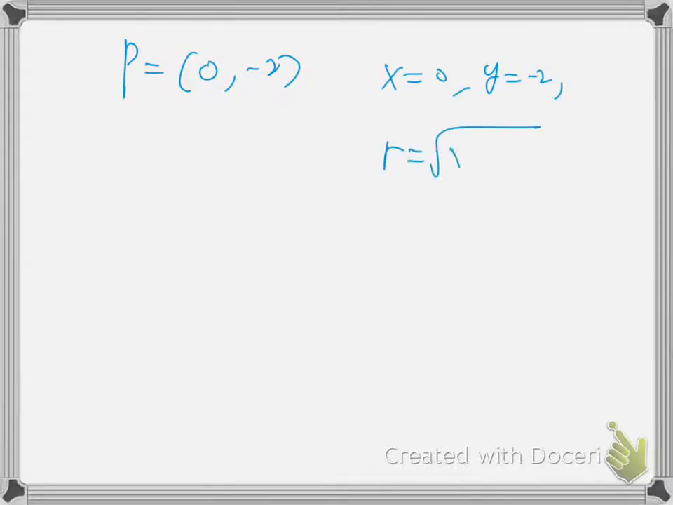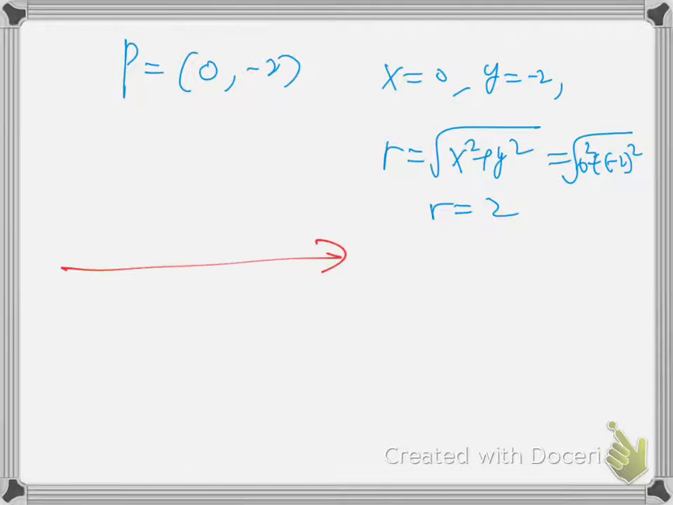Now let's say we have another point, 0, negative 2. So x is 0, y is negative 2. What is r? r is the square root of x squared plus y squared, the square root of 0 squared plus negative 2 squared. So r is 2 again. Let's draw the picture. Where's my point P? My point P is here. Go down negative 2.